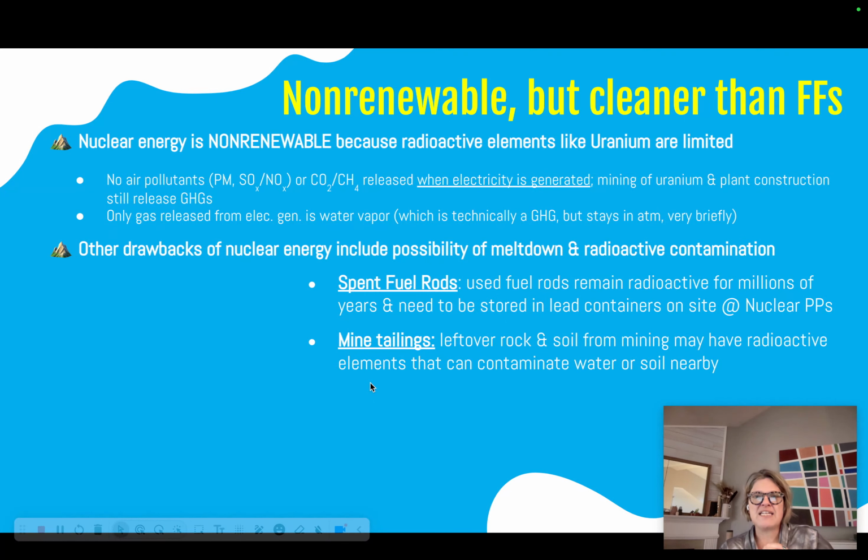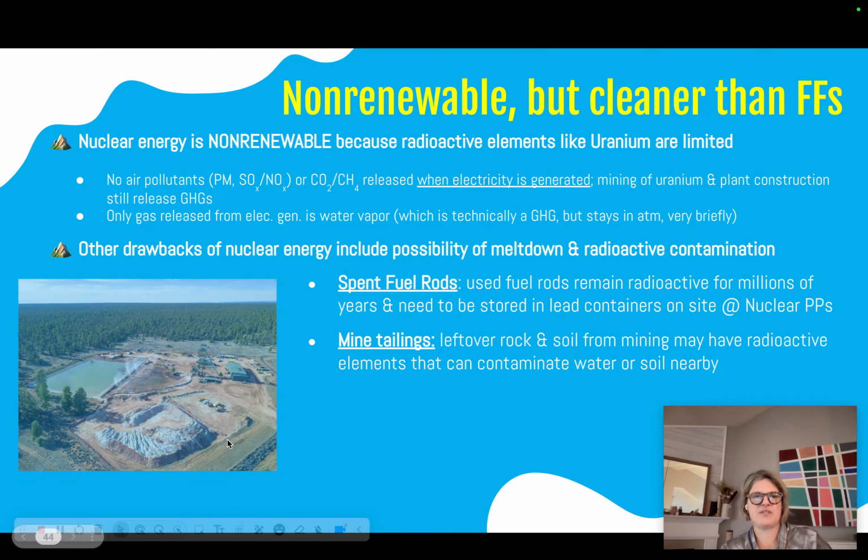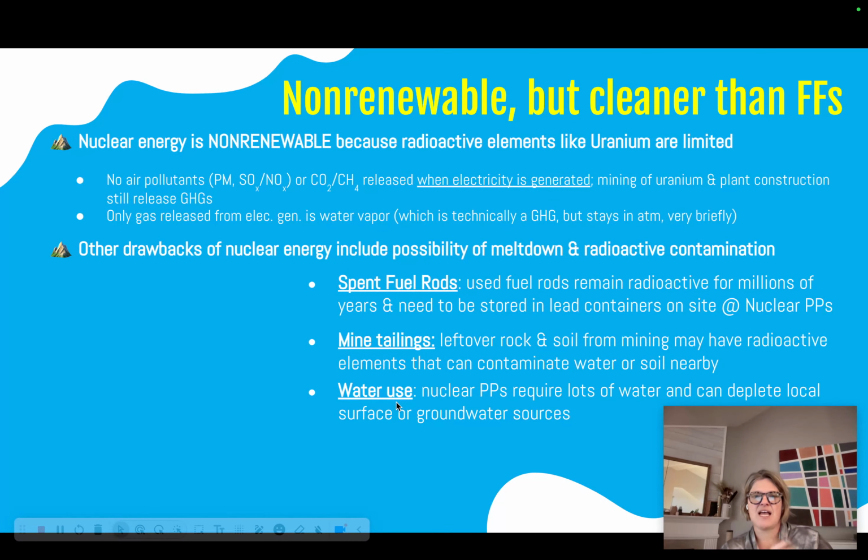Okay, and then the mine tailings, so the tailings left over at the mine where they're mining their uranium out of the rock themselves. So any of those tailings need to be stored somewhere. And so it's like with any other mine, they store it in hazardous material landfills and things. And then there is water that's used in the process of the electricity generation.